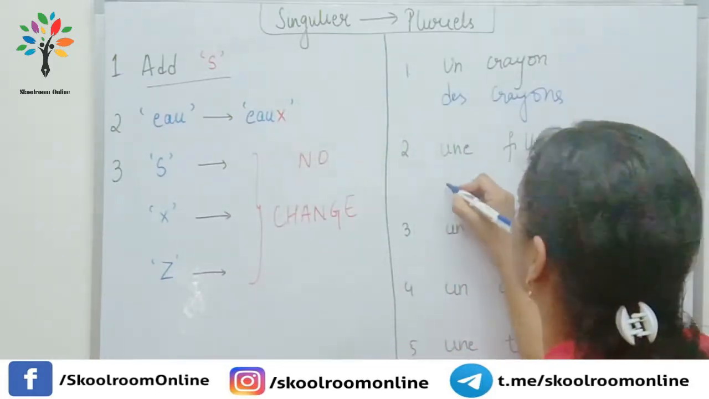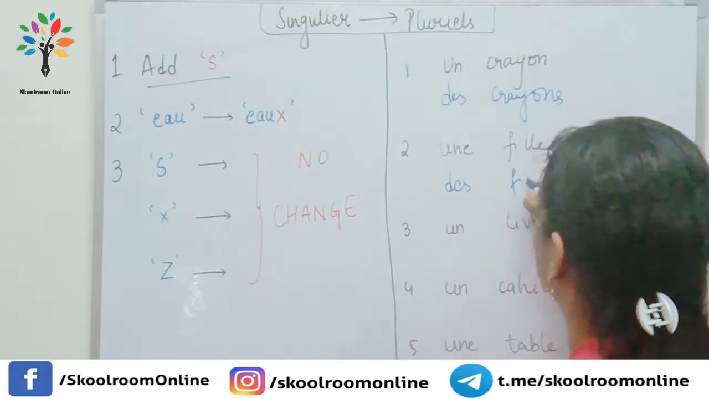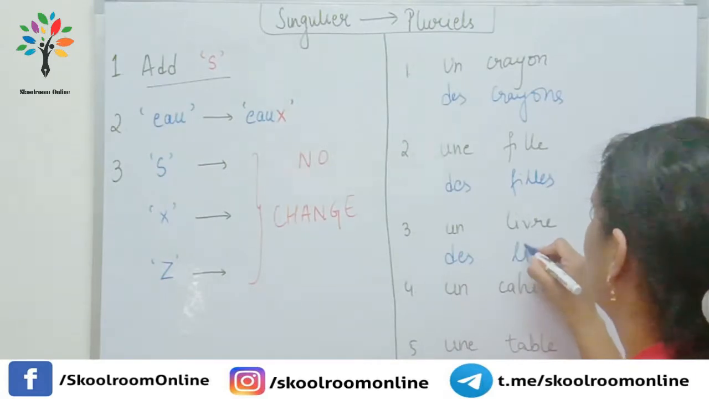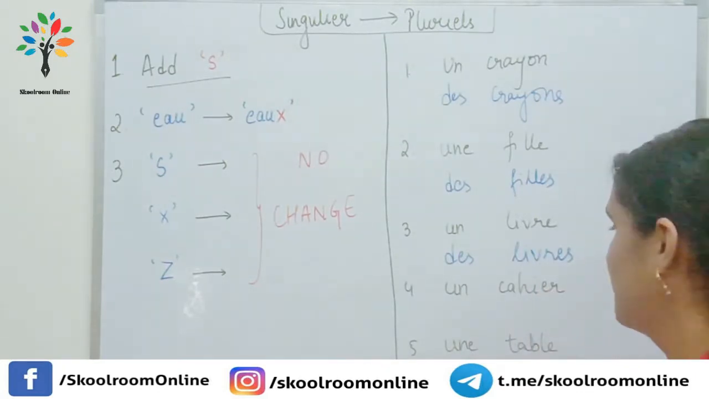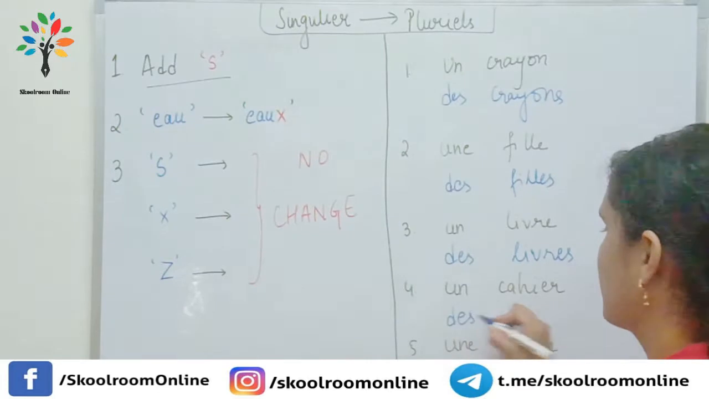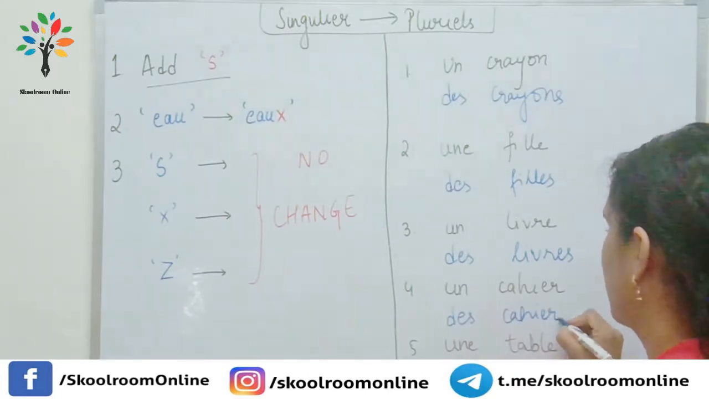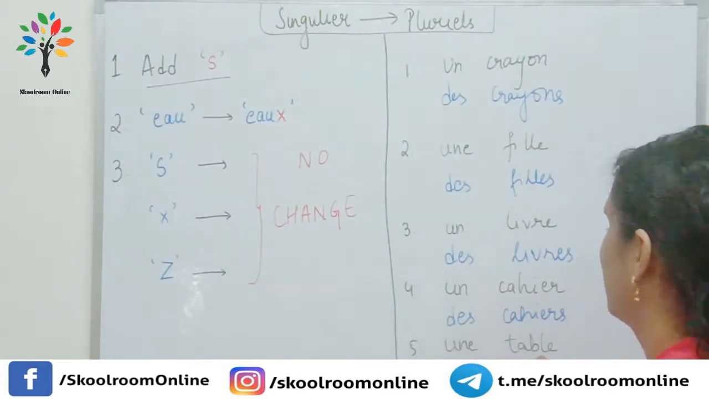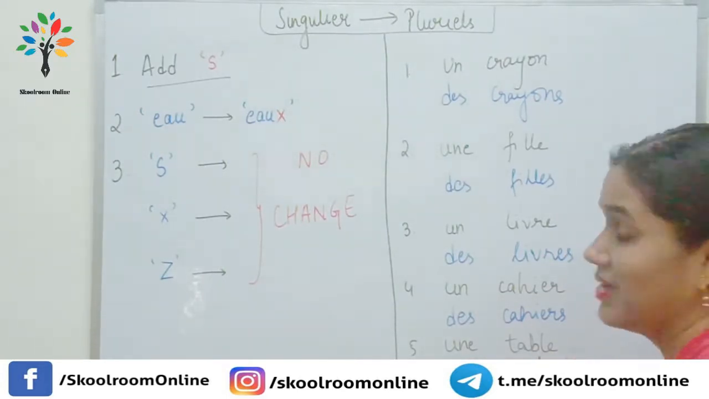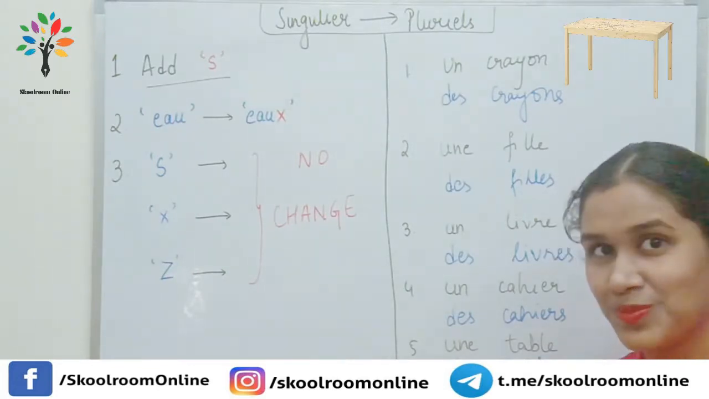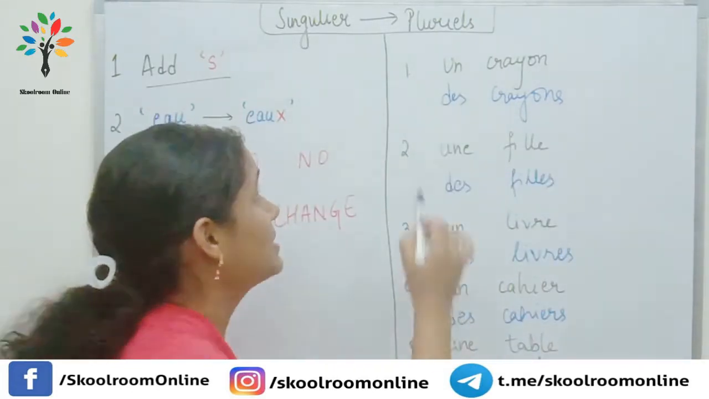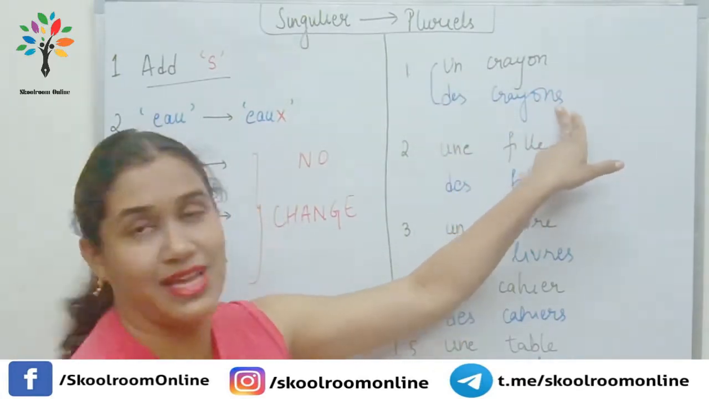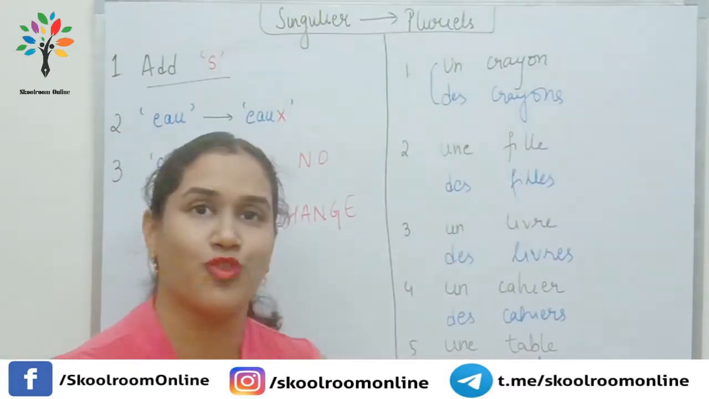Des crayons, des filles, des livres, des cahiers, and des tables. Understood? Simply change the article to its plural form and then add an S at the end of the noun and you will get the plural form. Easy?